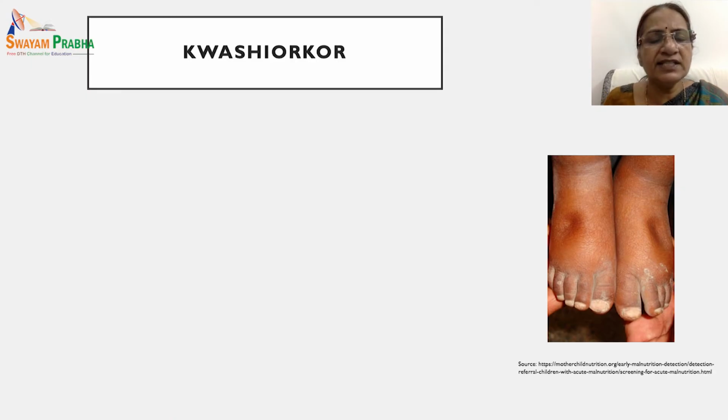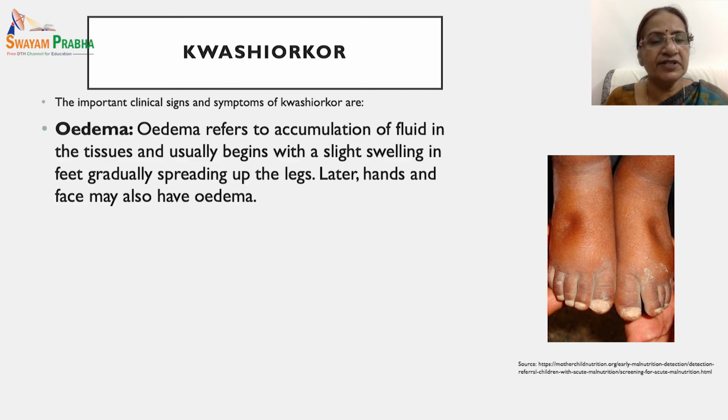Now, clinical signs and symptoms of kwashiorkor. The important clinical signs and symptoms of kwashiorkor are: first is edema. Edema refers to accumulation of fluid in the tissues and usually begins with a slight swelling in feet, gradually spreading up the legs. Later, hands and face may also have edema. If edema is present, a depression is formed when pressure is applied with thumb on the lower part of shin or the dorsal part of foot for about half a minute.